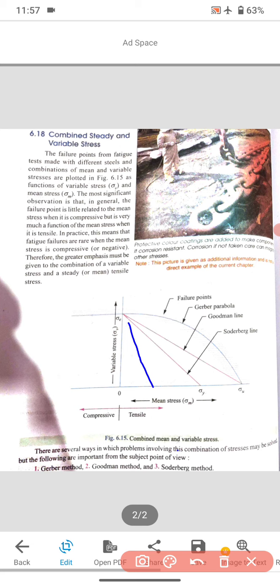Again, consider the same blue line and see the Gerber parabola, whether this line is safe or not. Obviously safe, because it is also in the Gerber security region.